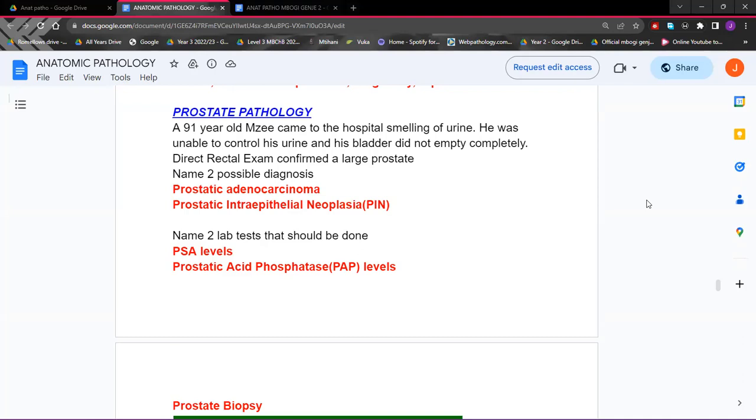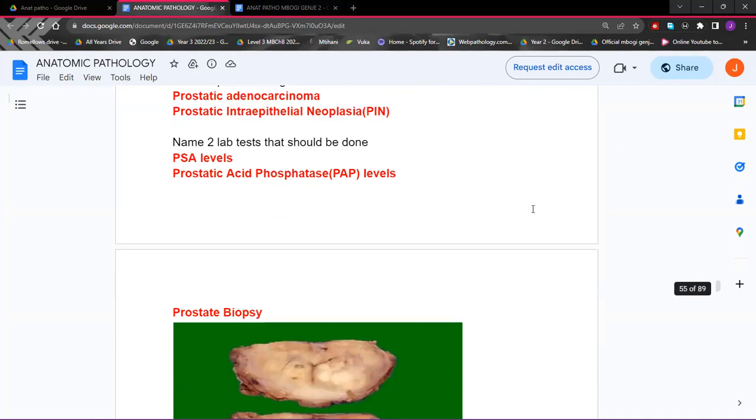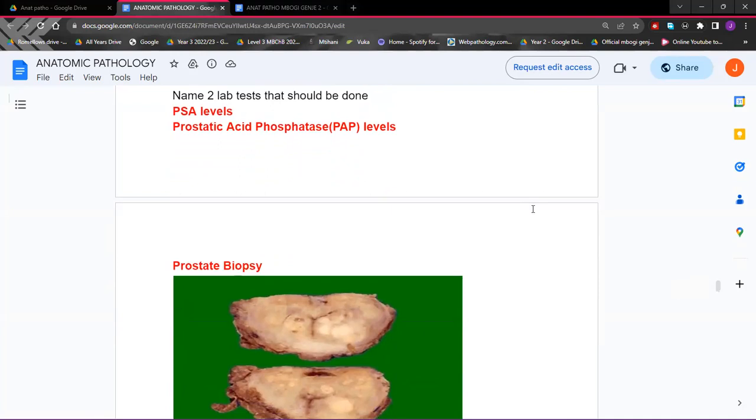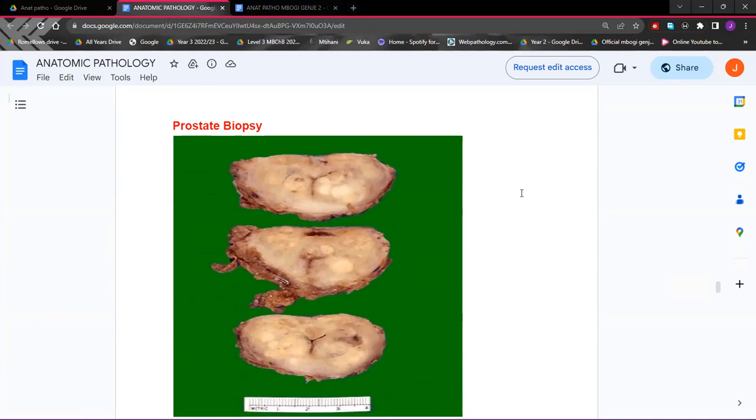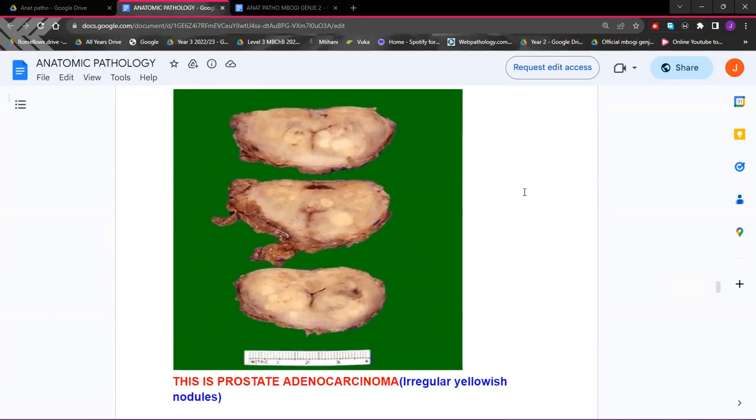Now, what's the next question? Any questions on that? So, now here we can see the pathology. Maybe we can describe the gross morphologic features of this.